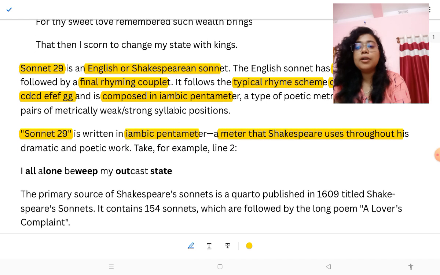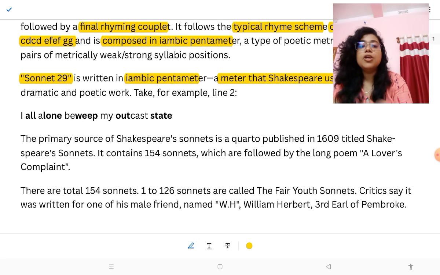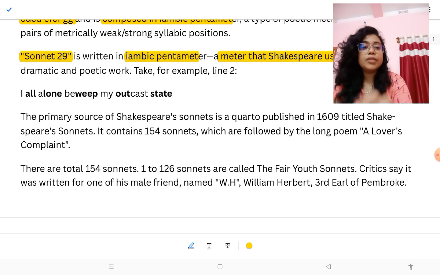So look, I took one line. After finishing that, you can understand. I, unstressed, all alone weep my outcast state. Unstressed stress. Okay, so now you know a little information about the sonnet.